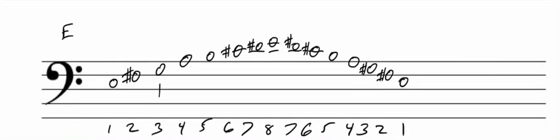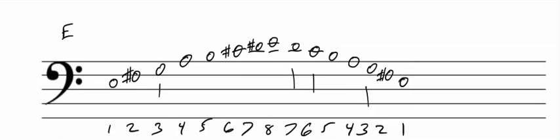Coming down, the seventh note of the E major scale is D sharp. So we'll get rid of that sharp and make it a D natural. The sixth note is C sharp. So we're going to get rid of that sharp and make it C natural. The third note is G sharp. So we're going to get rid of the sharp and we'll make that G natural. This is an E melodic minor scale.